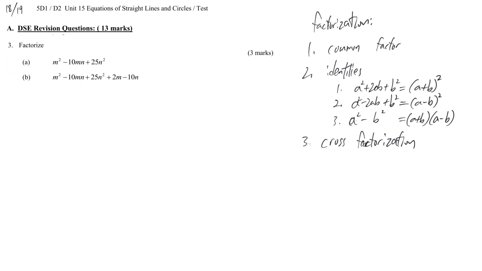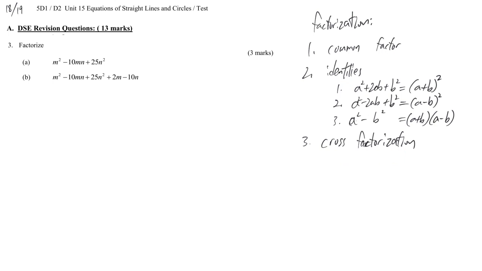For factorization, we should always focus on this strategy. We check is there any common factor first. If not, then we check is that the identity format. If not, then we use the last resort, which is relatively complicated, which is the cross factorization.